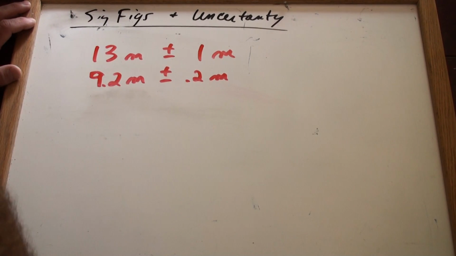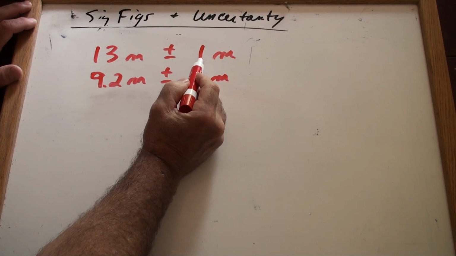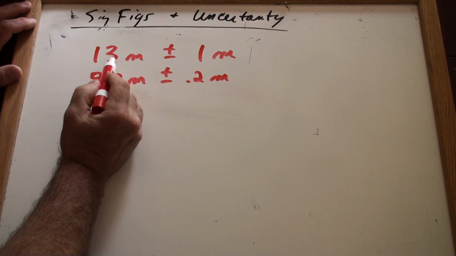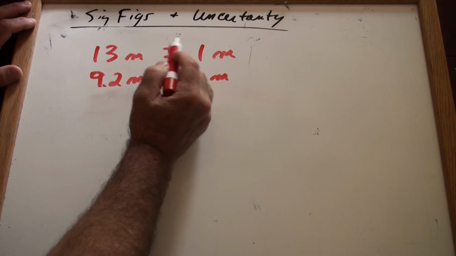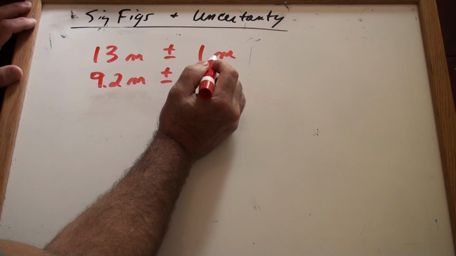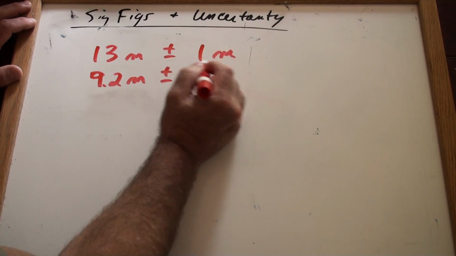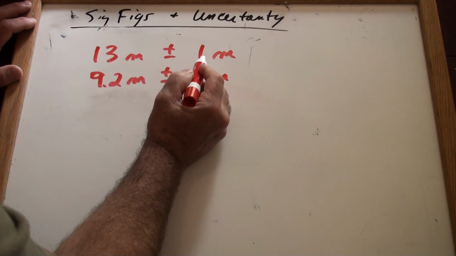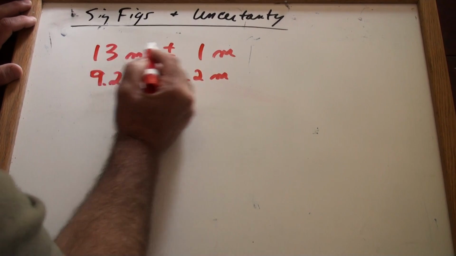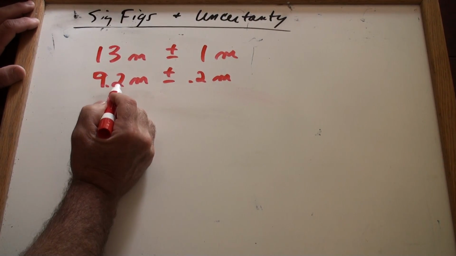Now, do you see that when you do your lab, you want to have your uncertainty agree with the guess? The guess here is the ones place. That's the last sig fig is the guess. So you can't say 13 plus or minus 0.05, because then you're saying you're only uncertain by 0.05, but you're guessing at the ones place. This has to jibe with this. This has to agree with that. This is the tenths place.